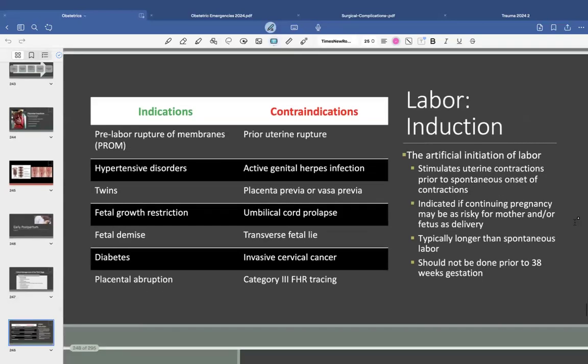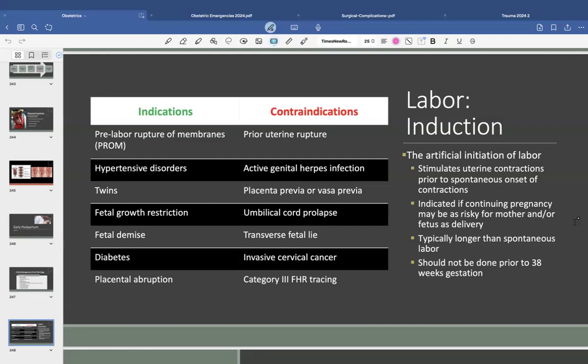Labor can be, we said, spontaneous or induced. Induction is an artificial initiation of labor. This stimulates uterine contractions prior to the spontaneous onset of contraction. So if she has not had any contractions and you induce labor, that is what induction is. It is indicated if continuing pregnancy may be risky for mom and or baby.